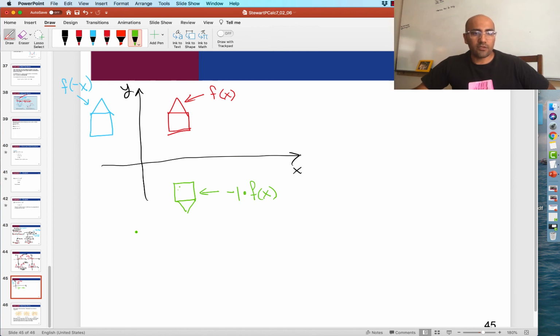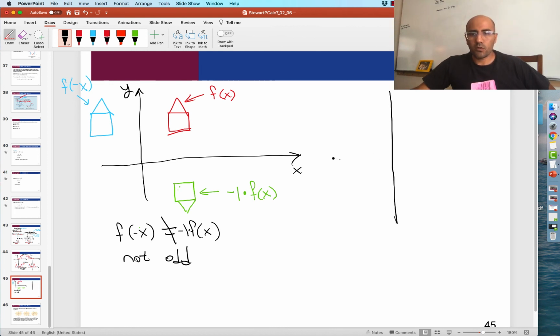So I've established that f of -x does not equal -1 times f of x. So this is not odd. Good. Okay, so now let's take a look at one where it would work out.